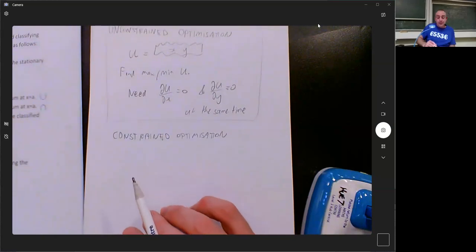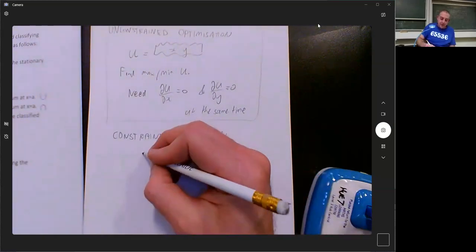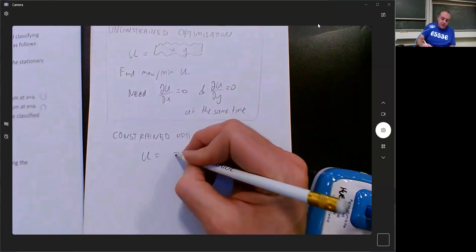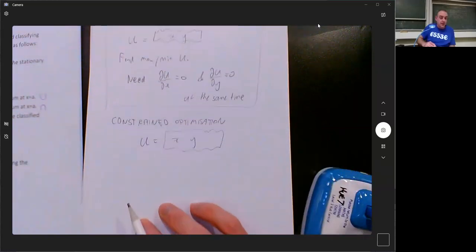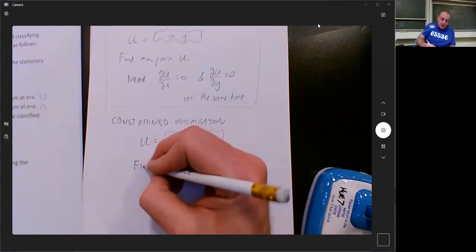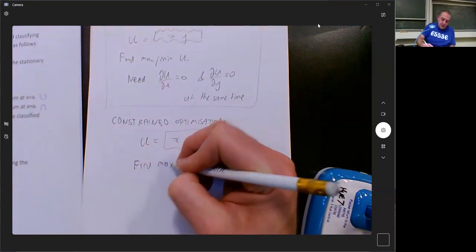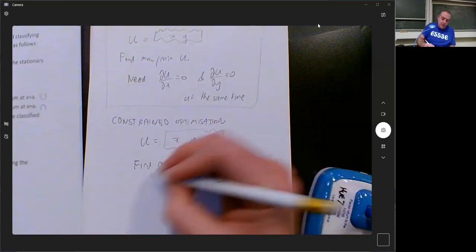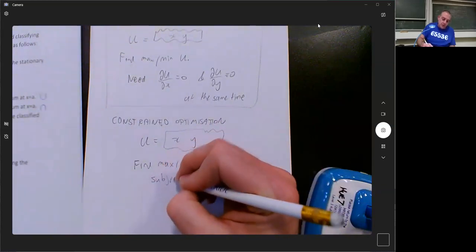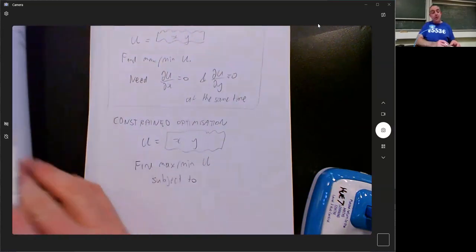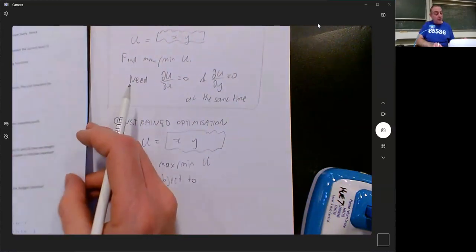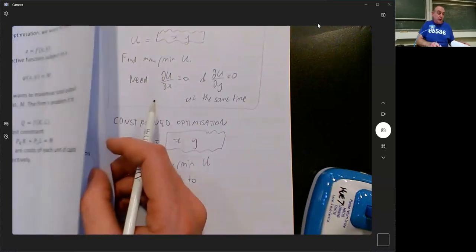It's the same, except there's a little bit of extra. So you've got some function involving x and y, or possibly more than one, and you still want to find the maximum and minimum of u, but subject to some constraints. You're saying, we only want that if we're spending all of our budget, or that's usually the constraint.